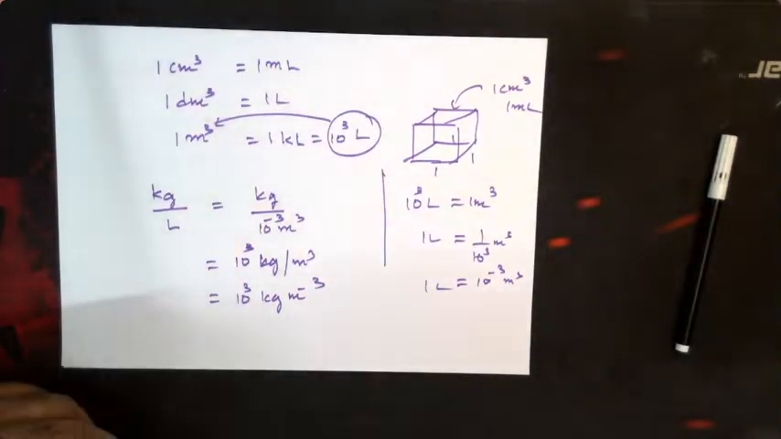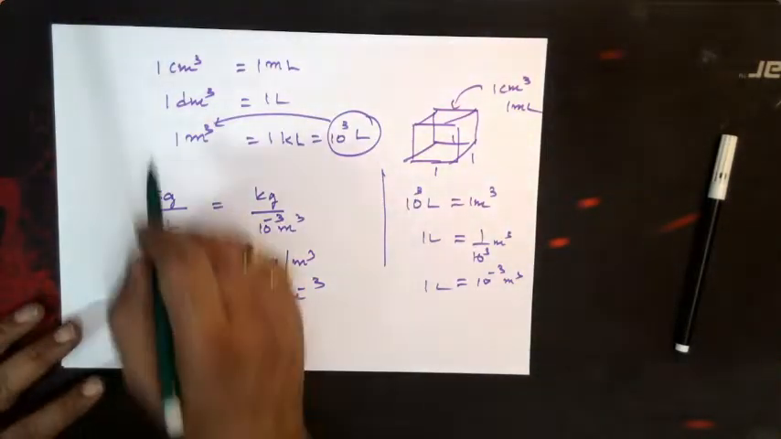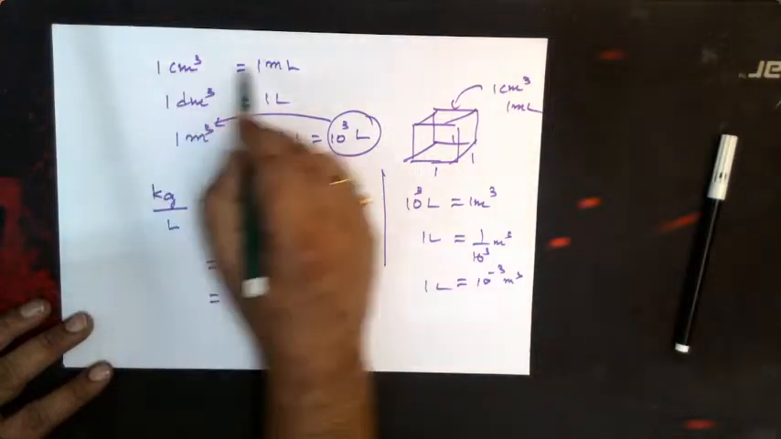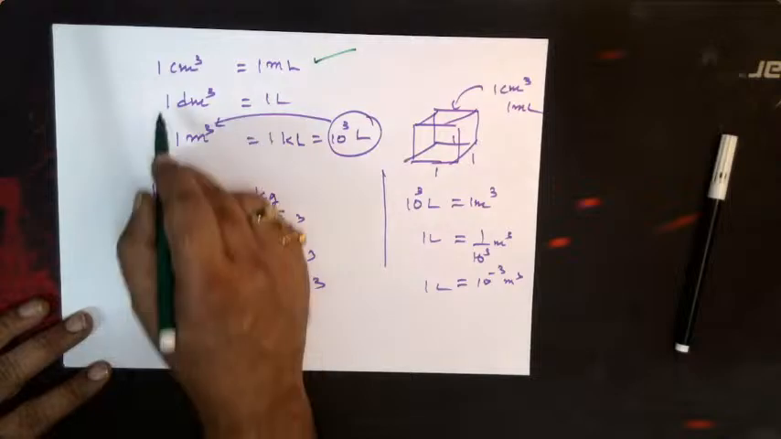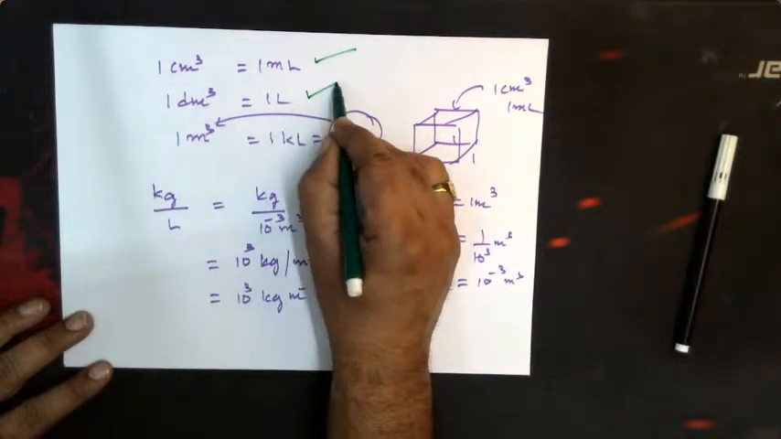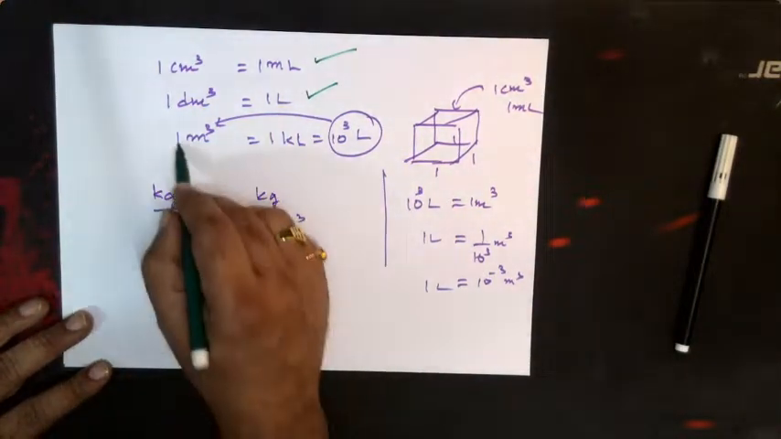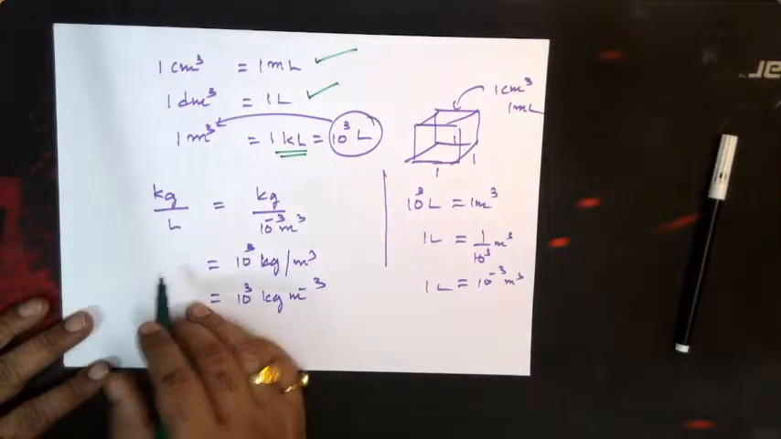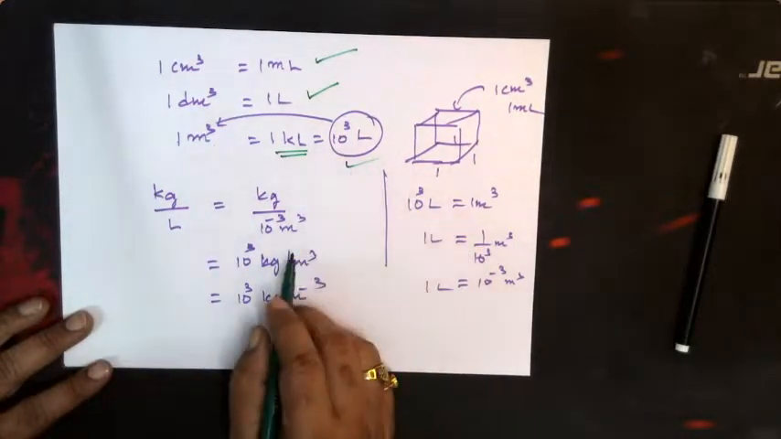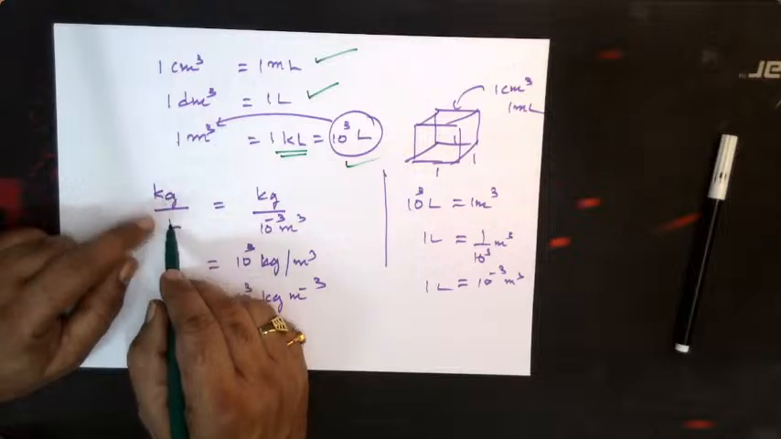For instance, as I already mentioned, 1 cubic centimeter is equal to 1 milliliter, correct? 1 decimeter cube is equal to 1 liter. 1 cubic meter is equal to 1 kiloliter. Kilo means what? 10 cube. So 10 cube liter. Now you have kg per liter.